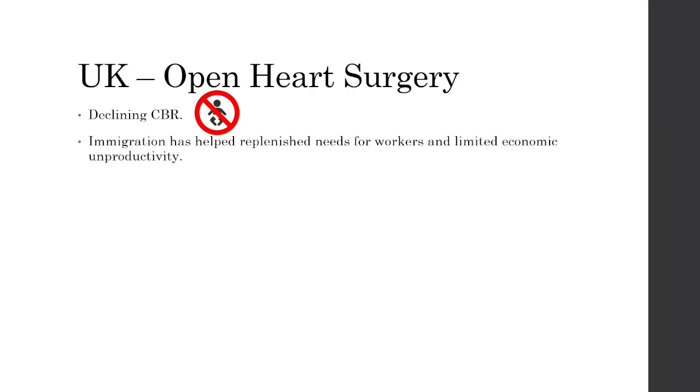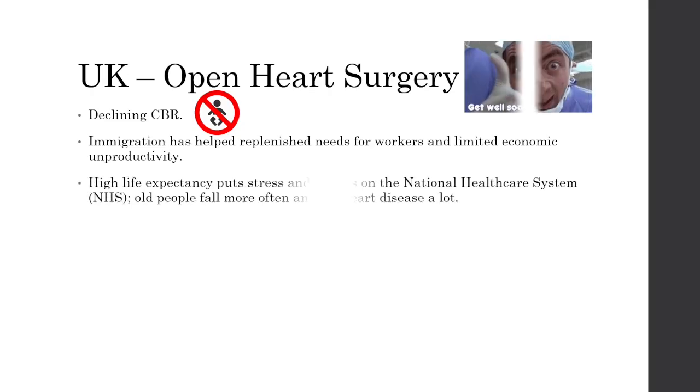They're seeing a lot of open-heart surgeries. They have a declining crude birth rate, but immigration has helped replenish the needs for the workers lost by the declining crude birth rate, and it's limited economic unproductivity. Now, the UK has a very high life expectancy. People are living long, which means they have the time to get various health complications like heart disease, and this puts stress and strain on the NHS. Old people fall more often, too, so they have to get more hips.